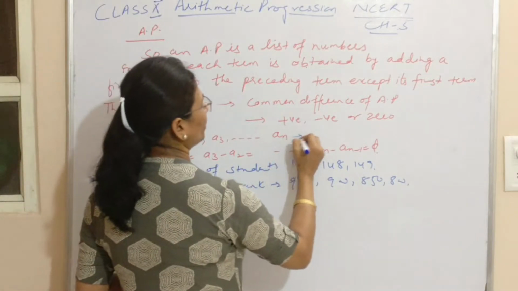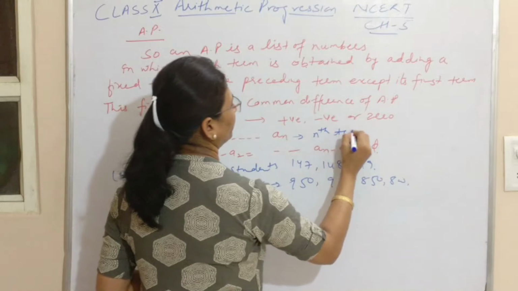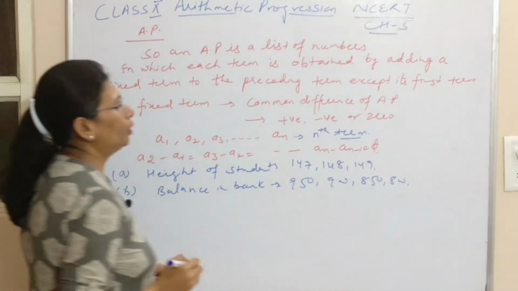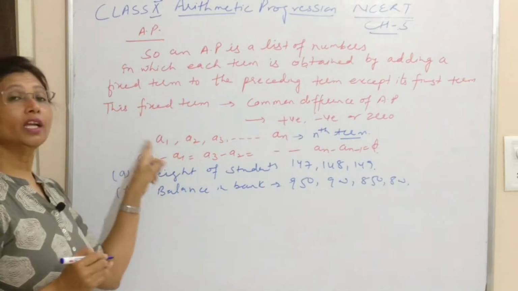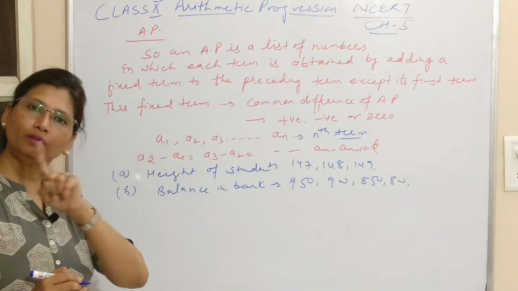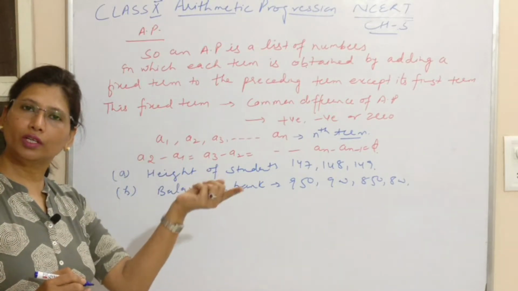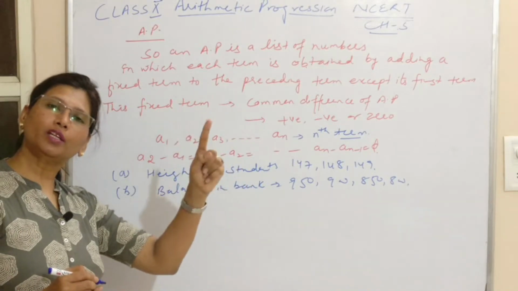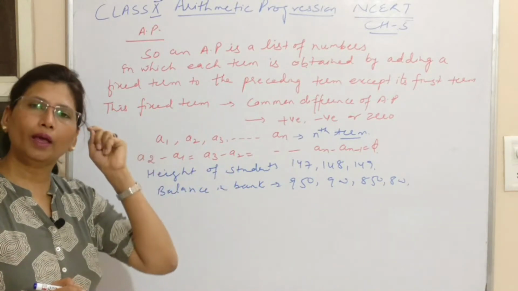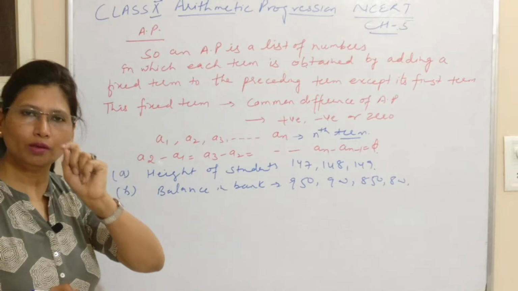AN is, you can say, the nth term. Now the difference between two consecutive terms, that is a2 minus a1 is d, a3 minus a2 is d, and an minus a(n-1) is d. It means you pick up any two consecutive terms, their difference is going to be the same.